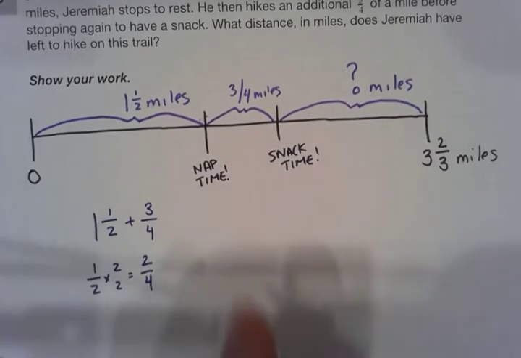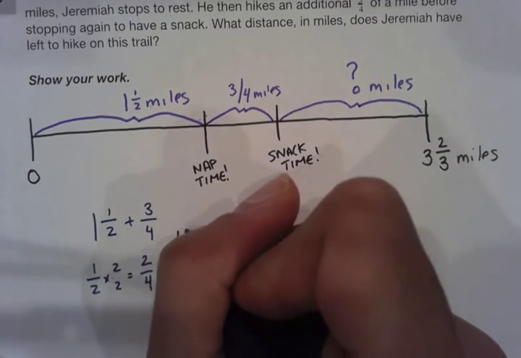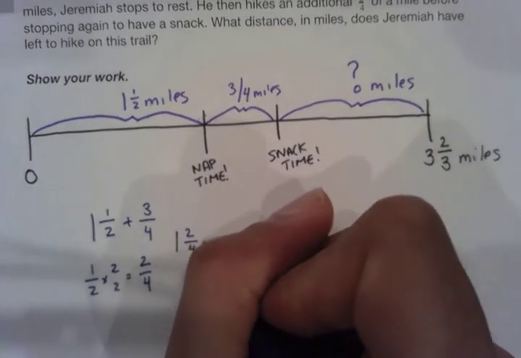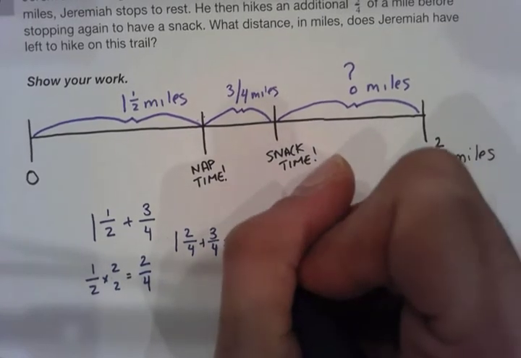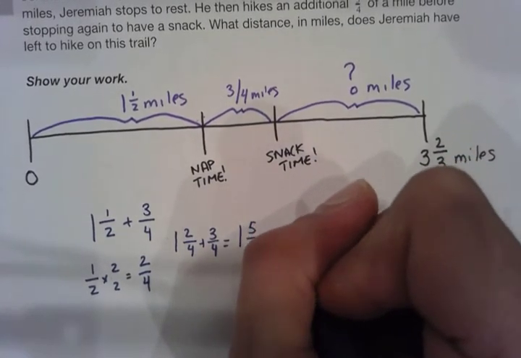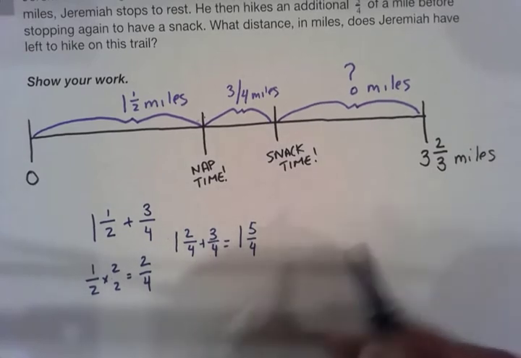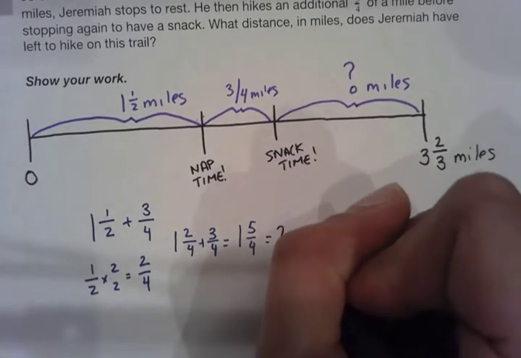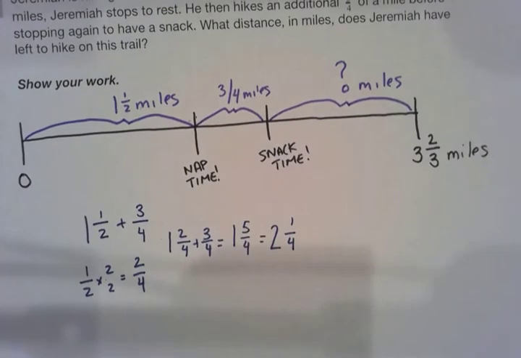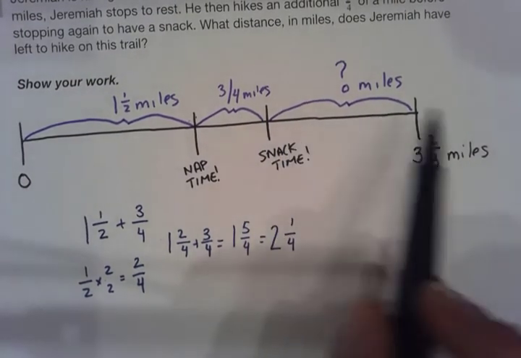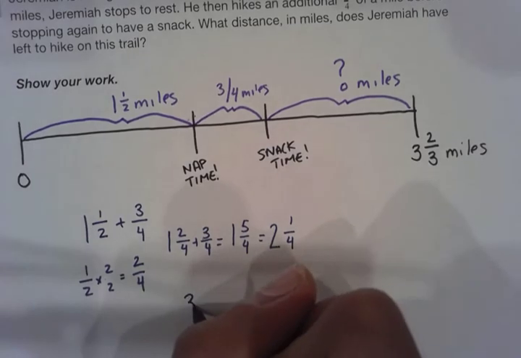So the real expression we're doing is 1 2/4 plus 3/4, which equals 1 5/4, because 2 plus 3 equals 5, which is the same as 2 1/4.